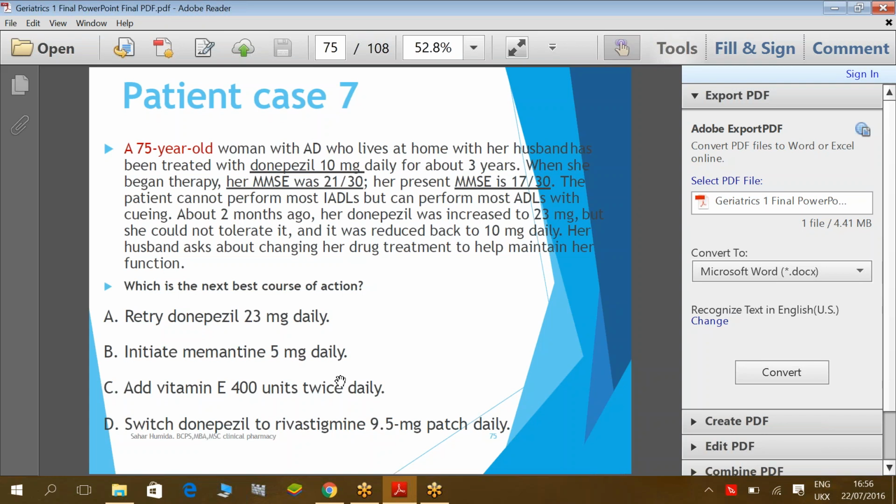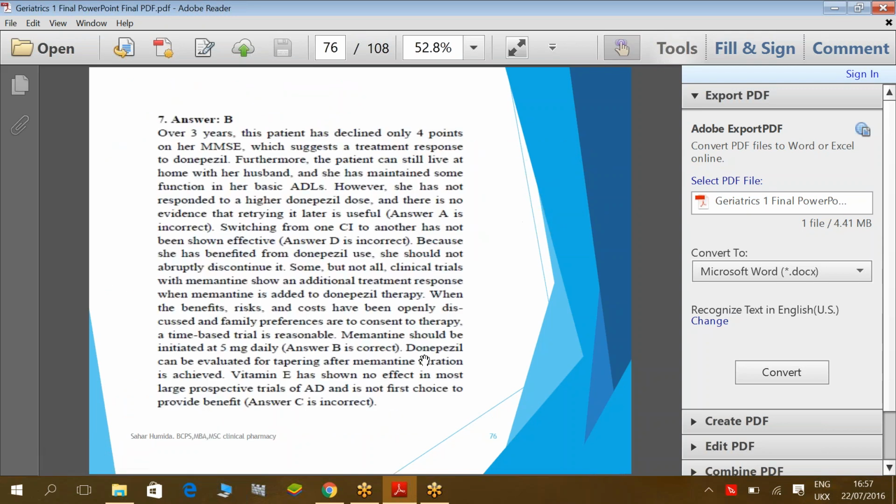So here the action is, first of all, we said vitamin E has got no role in Alzheimer's disease. Am I going to retry donepezil again, 23 mg daily? No, because we already tried it and the patient couldn't tolerate it. So I can't get her back to the 23. So now we excluded A and C. The answer is going to be B. I have to initiate memantine because this patient is deteriorating. Her MMSE is 17, so it's moderate now, so I have to initiate memantine.